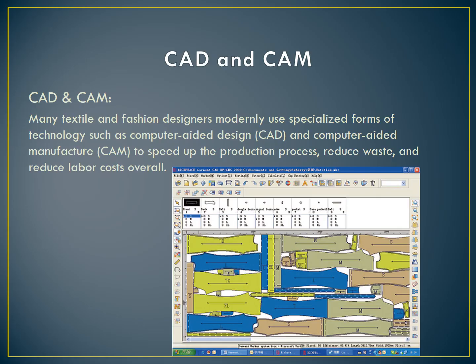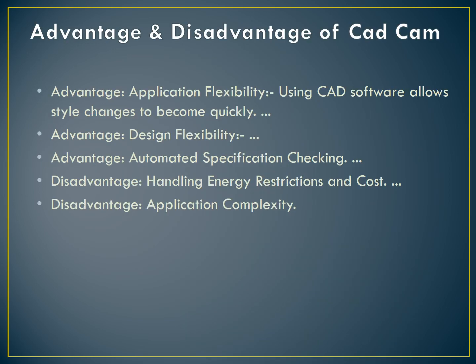CAD and CAM. Basically, CAD is computer aided design and CAM is computer aided manufacturing, which is related to our apparel industry, and now it is used in different ways. Advantages and disadvantages of CAD and CAM. Advantage: flexibility. Using CAD software allows style changes to be made quickly. We can also change the pattern size immediately, and another advantage is design flexibility. We can also design different types of clothing.